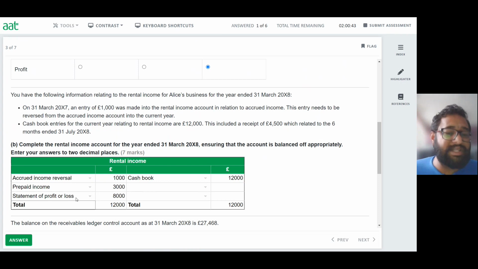This £8,000 is the only rental income for that year. It is not the amount we received. When you see here, we received £12,000: £1,000 to service the debt from the previous year, £8,000 for this year, and £3,000 prepaid for covering the rent for the next year. So all three are included in this £12,000. So it's a really good example if you come across it.